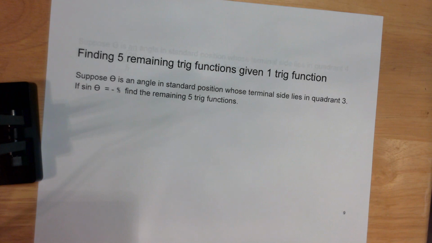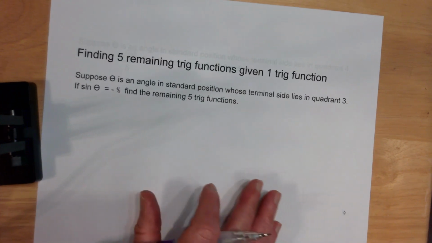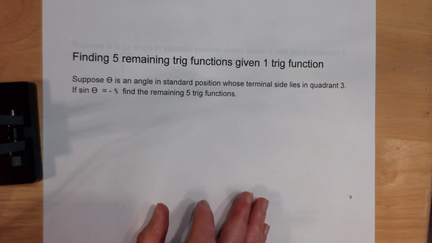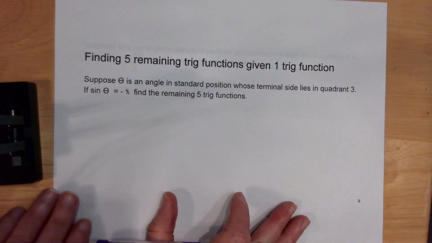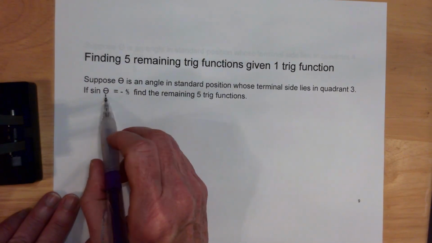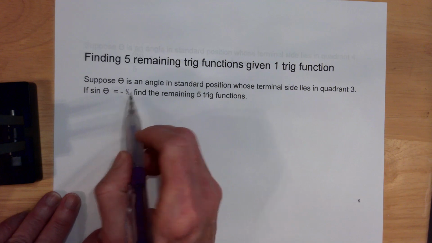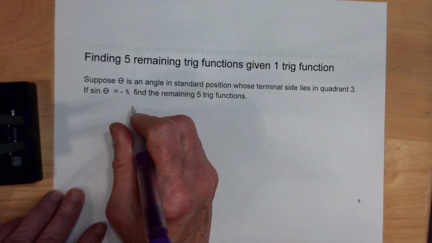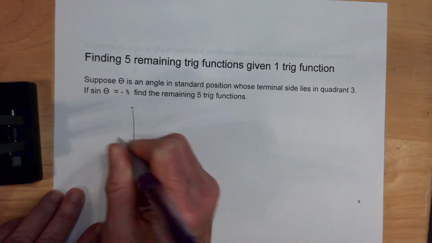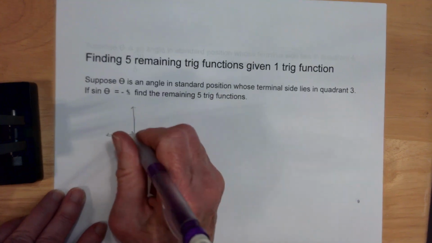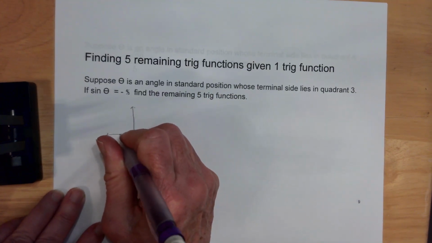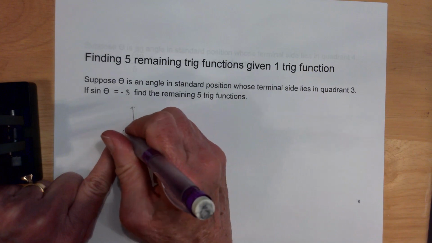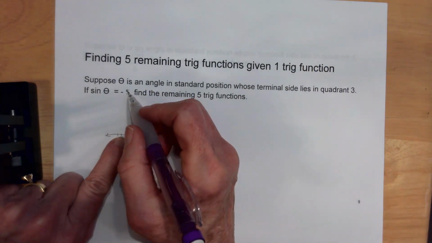All right, then the last information in this particular section, they will give you one trig function and a quadrant that it's in, and they'll want you to find the rest. So they tell me that the sine of theta is negative 4 over 5. Well, I can look at that and I could draw it on a coordinate plane, not that I have to, but that's going to be negative 4 is going to be my x value, and 5 is going to be my hypotenuse.